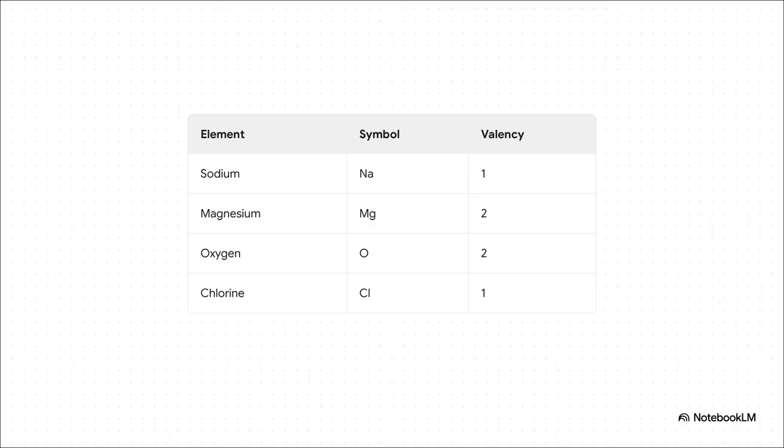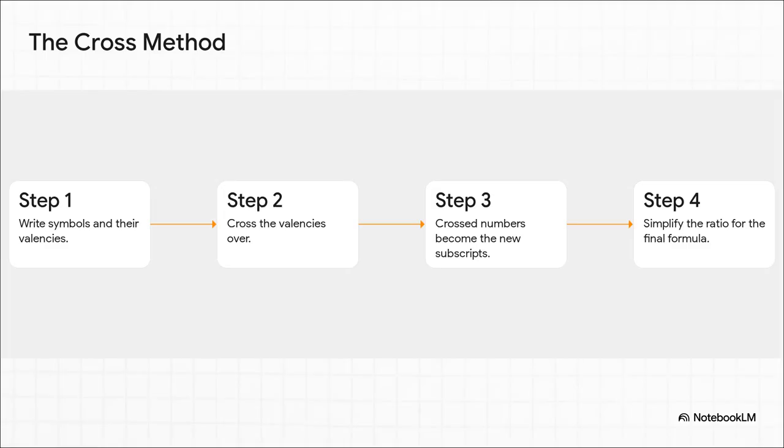Now, don't panic. You don't have to memorize a giant list of these right now. The key takeaway is that this information exists in tables, just like this one. This is our builder's guide. It's our cheat sheet that tells us the valency or connecting power for all the common elements we'll be using. So, how do we actually use this guide to build a formula?